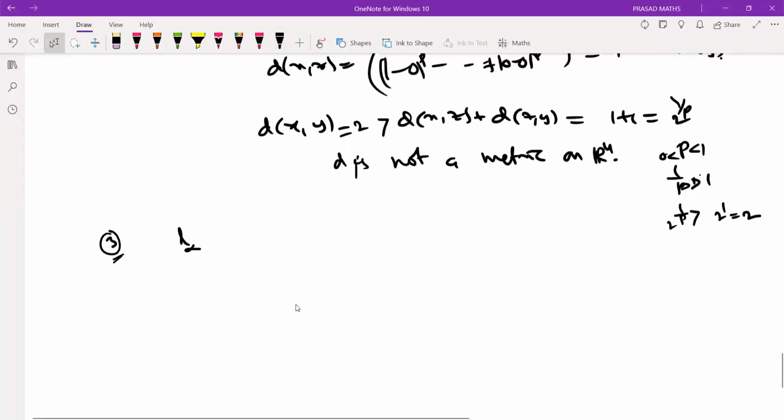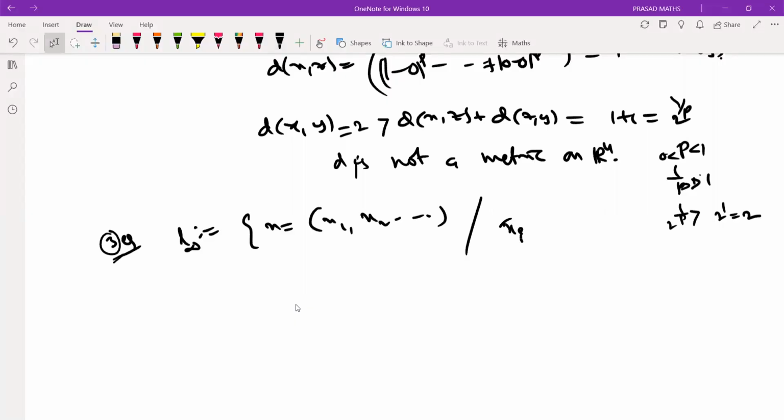L infinity. L infinity means the space of all bounded sequences. Proof as it is, means it's a bounded sequence.